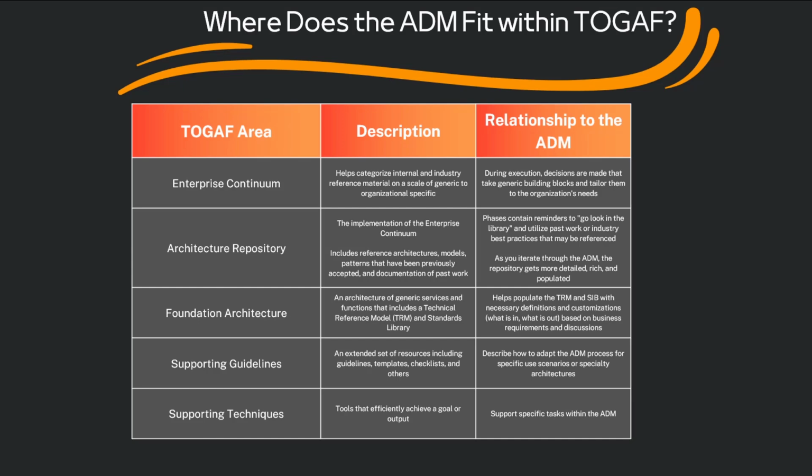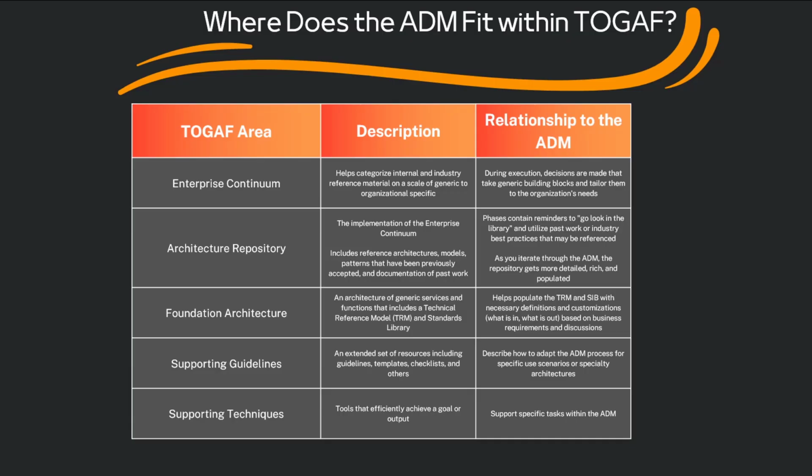The second area is the architecture repository. The architecture repository is the implementation of the Enterprise Continuum. It is the library that holds these materials. It includes reference architectures, models, patterns that have been previously accepted, and any documentation of past work and lessons learned. In terms of its relationship to the ADM phases, they often contain reminders to go look in the library and utilize past work. As you iterate through the ADM, this repository becomes more rich, detailed, and populated because you take things that are generic in the library, fit them to your need, and then contribute by checking them back into the library.